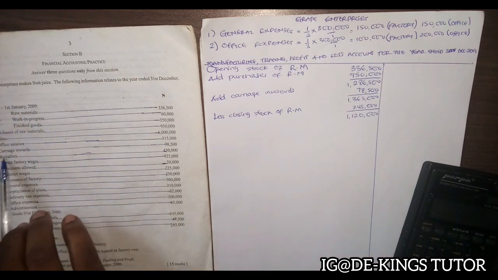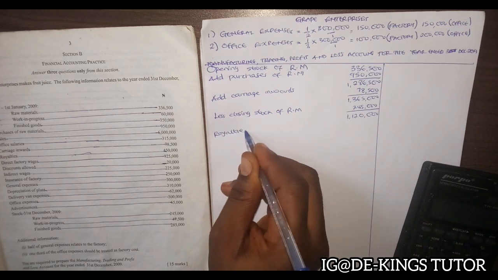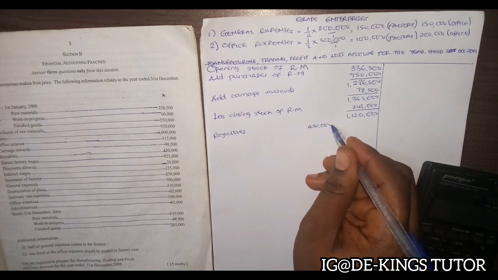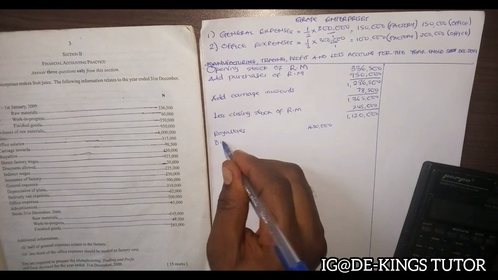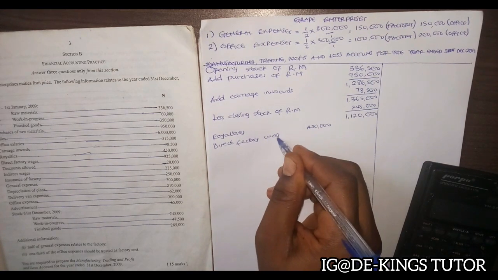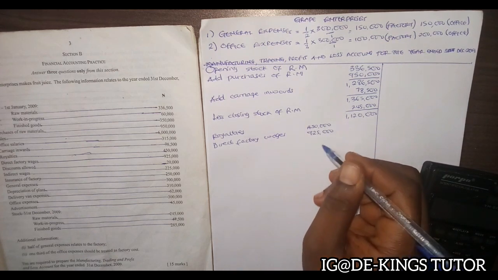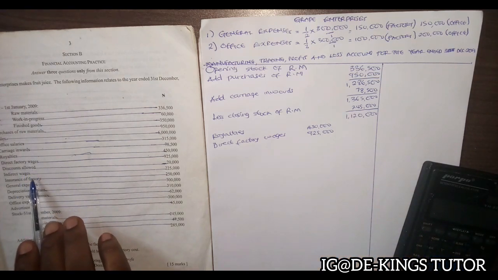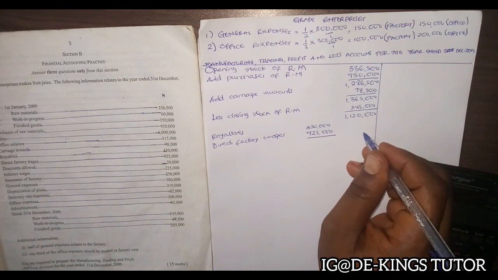So we're going to check. The first one is royalties. So have royalties as 450,000. Okay. The next one is direct factory wages. That's 125,000. Okay. Check if there are other direct costs here. None.